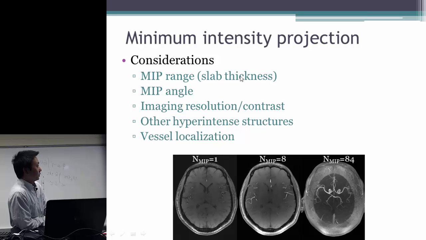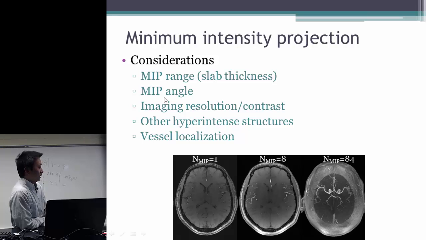So when we're doing a maximum intensity projection or minimum intensity projection, sometimes for SWI, we will need to consider the spatial range for the projection. How many slices should we choose to give the best view of the vessels you want to see, but to avoid unwanted signals from other high intensity structures.